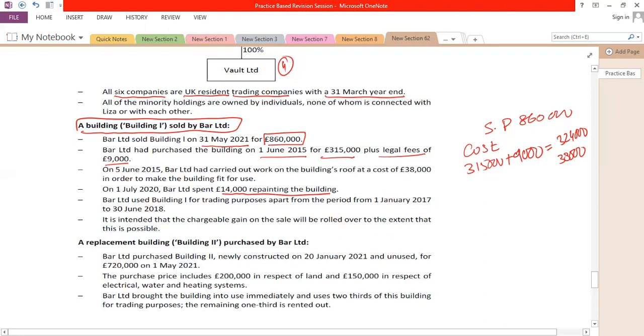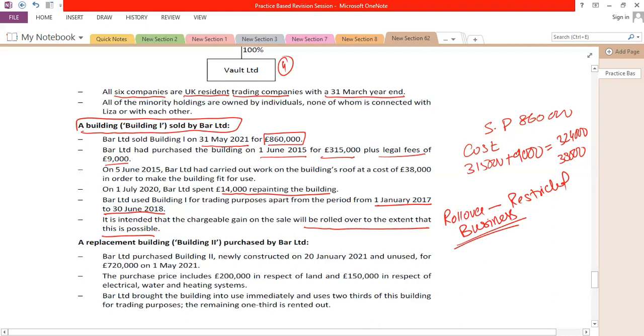Bar Limited used this building for trading purposes apart from a period from 1st January 2017 to 30th June 2018. So count the period from January to June. I guess it's 18 months, right? It's an 18-month period. It is intended that the chargeable gain will be rolled over to the extent that it's possible. So rollover is restricted against business use.